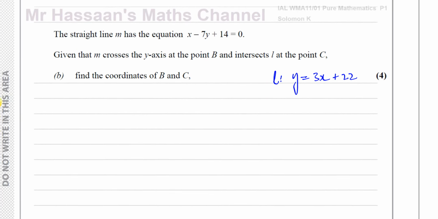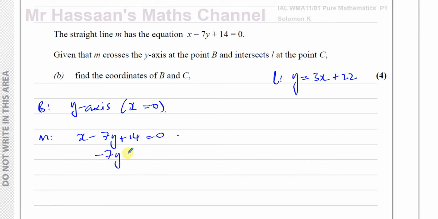So for finding the coordinates of point B, we can find out where the line crosses the y-axis. Now we know on the y-axis, the x-coordinate is always 0. So we can take the equation of the line M, which is x minus 7y plus 14 equals 0, and replace the x with 0, in which case you're going to get -7y plus 14 equals 0. So you can say 14 is equal to 7y, and then 14 over 7 is equal to y.